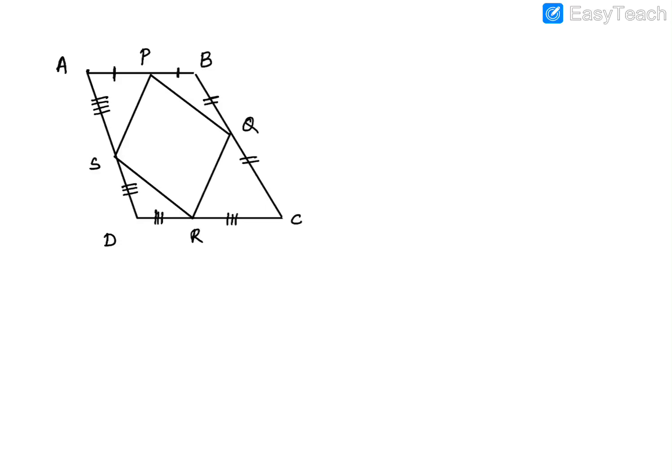I may not be able to write all the statements now because of the lack of space, but you need to write everything. So first you write what's given: ABCD is a quadrilateral. P, Q, R, S are the midpoints of sides AB, BC, CD, DA respectively. And now we are going to prove. What do we have to prove? Prove that quadrilateral PQRS is a parallelogram.